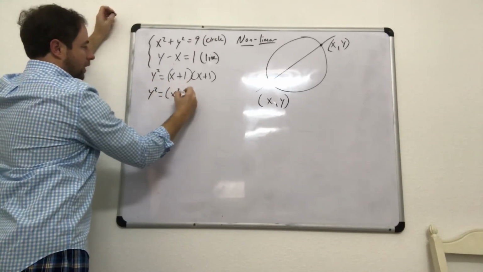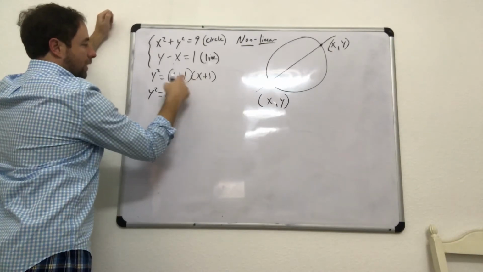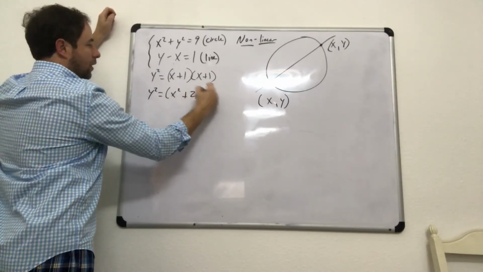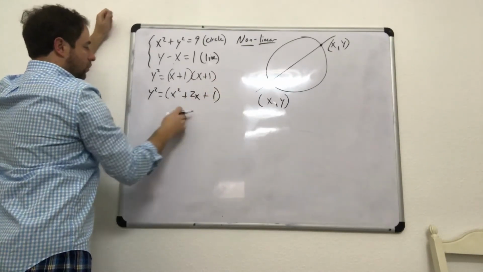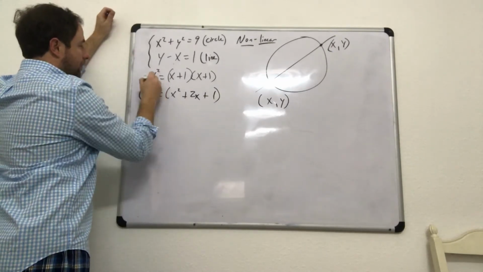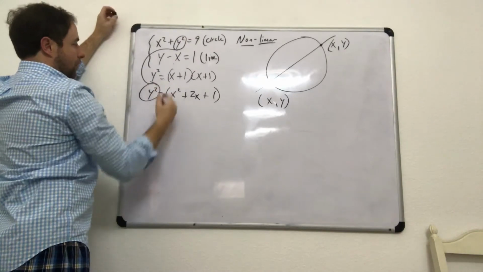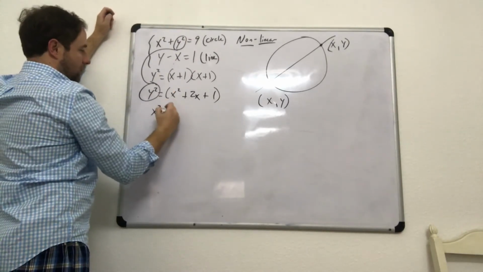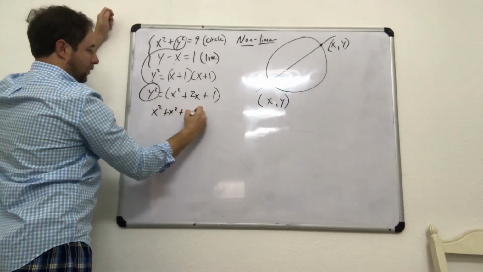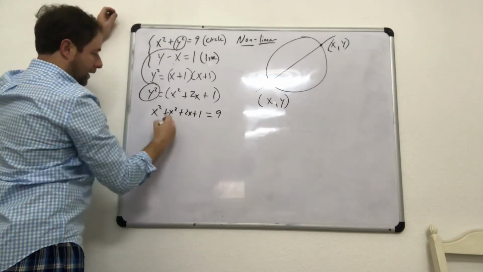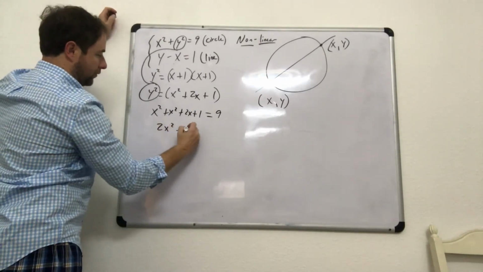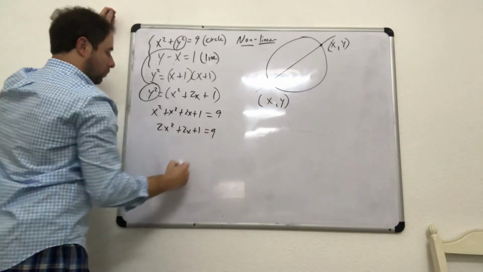So you get x squared plus 1x, and 1x is 2x plus 1. This is what that equals. Then we'll take this and plug it into the y squared in the first equation. When you do that, you get x squared plus 2x plus 1 equals 9. You get 2x squared plus 2x plus 1 equals 9.